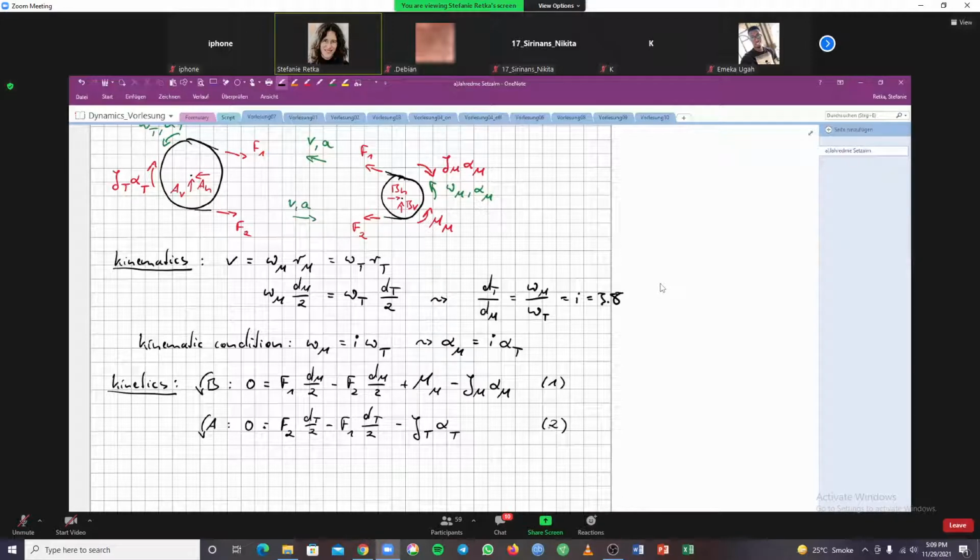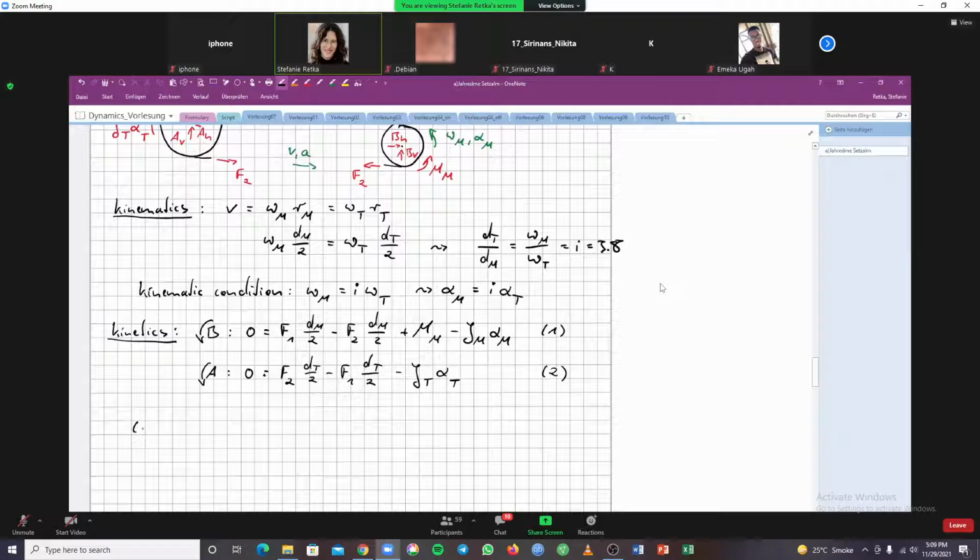Now I'm interested in the acceleration, and I'm not interested in the tension of the chain. Then I rearrange one of the equations for the tension F1 and F2 and substitute this equation into the second equation. And for example, I could rearrange equation number 1 to F2 minus F1 is equal to Mm minus Jm alpha m times 2 over dm.